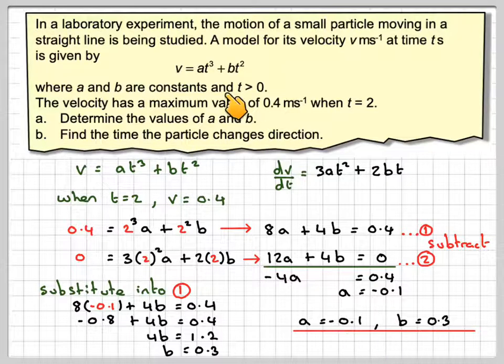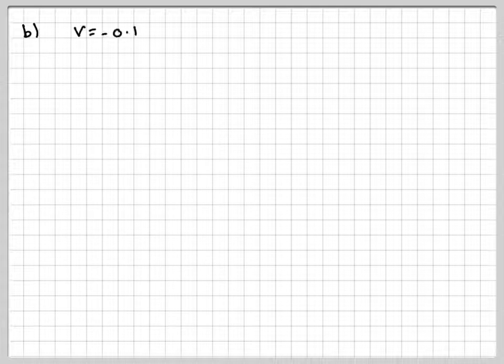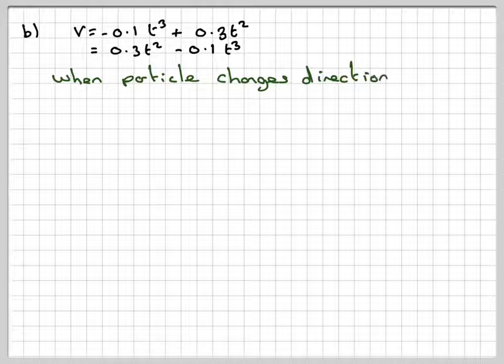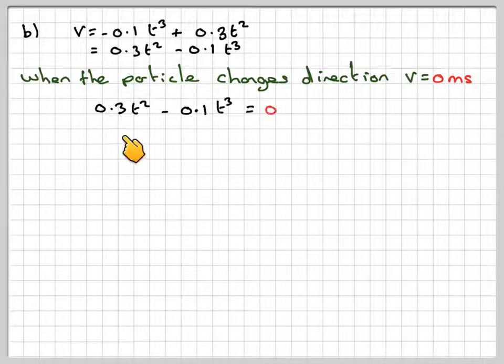We could now take those values and substitute them in to get v is minus 0.1 t cubed plus 0.3 t squared. It might be easier to use 0.3 t squared minus 0.1 times t cubed. When the particle changes direction, the velocity is equal to 0. We must make sure we don't have a perfect square, otherwise it doesn't change direction.